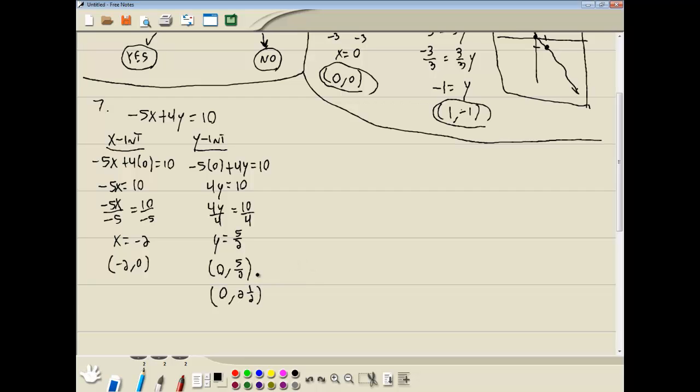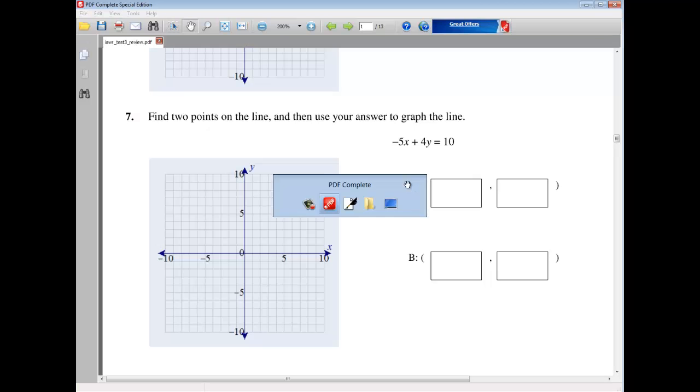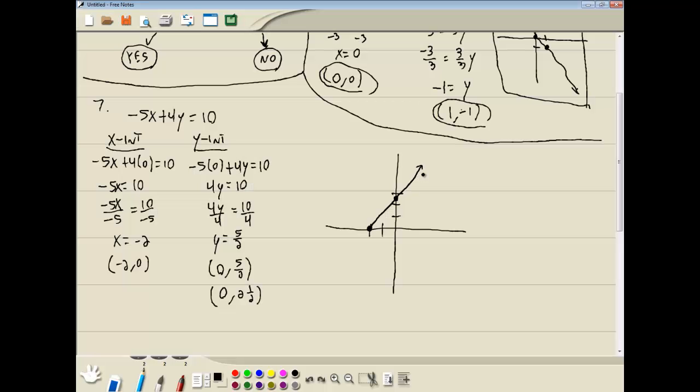When you're trying to plot the points, 5 halves is kind of difficult to see where it's at. But 2.5 is a lot easier to see. Okay, so negative 2, 0 would be right there. 0, 2.5 would be right there. Once we got our 2 points, then we'll draw a line through. Did I say draw a line? Let's see. Then use your answer to graph the line. Okay, yeah, they do say it. Okay, so that's our answers. Now you could have different points you pick, but you should come up with the same line.